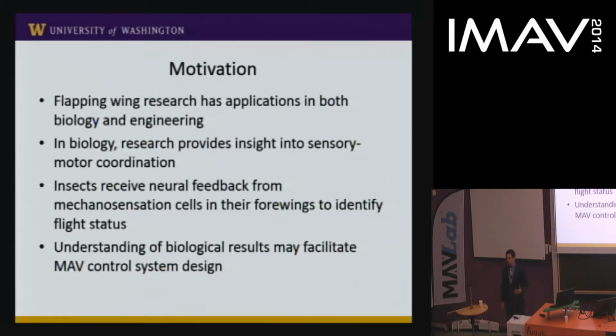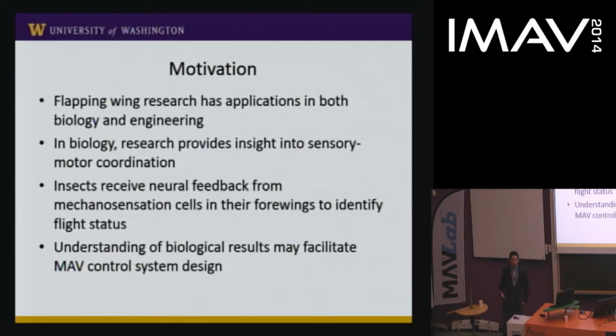So first, let's talk a little bit about the motivation, why we started this research. Obviously, the study of flapping wing research has a lot of applications in both engineering and biology. So for engineering, flying insects often tend to serve as the paradigm for small flapping wing style microaerial vehicles. And this is because they're really capable of doing kind of evasive maneuvers while maintaining this robust stability. So for biologists, this research provides insight into the sensory motor coordination of insects.